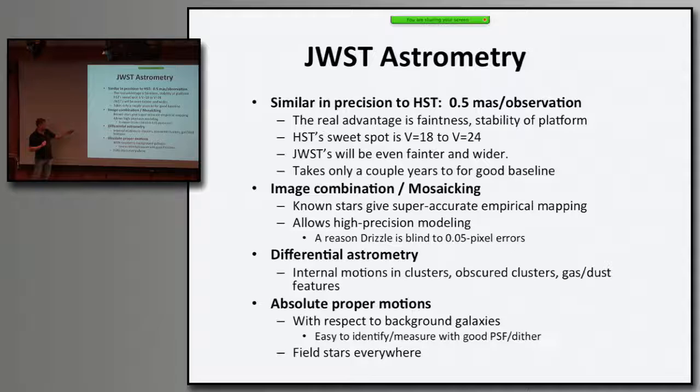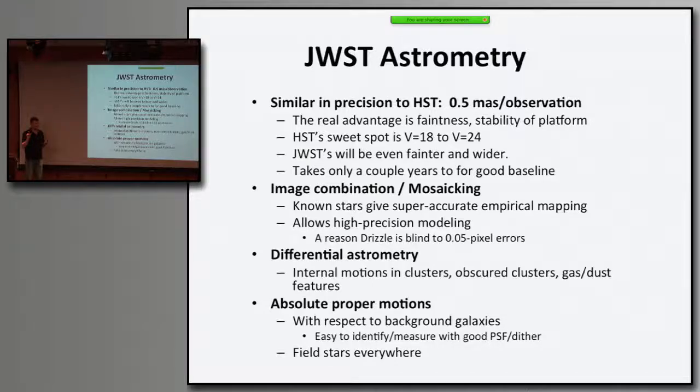So differential astrometry, internal motions in clusters, obscured clusters where you can only see things in the infrared, gas dynamics, motions of gas features, all of those things will be easy to do with JWST when you have good transformations. Absolute proper motions with respect to background galaxies, we're starting to do that with HST now. If you have a good point spread function, it's really easy to identify what a star is and what a galaxy is.